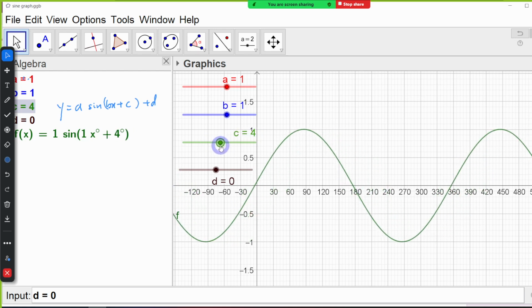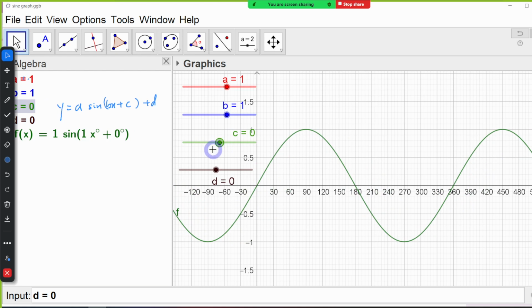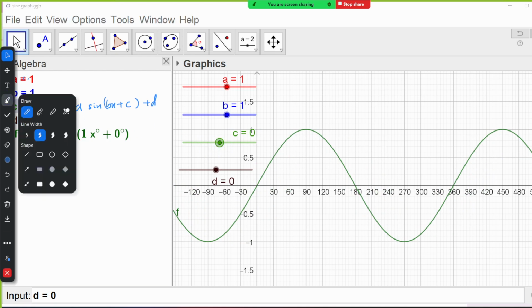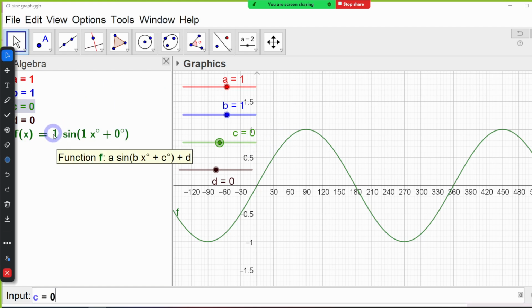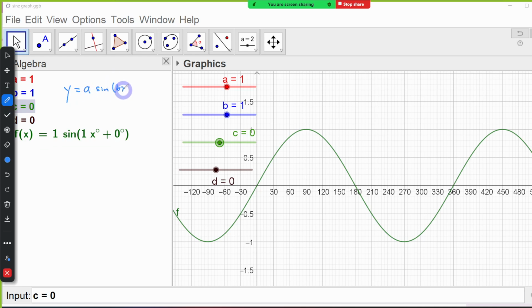In SPM, we do not focus on this. We only focus on this, and this. So forget about the horizontal shift first. Now let's look at this. Focus on this number, y equal to a sine bx plus c plus d.